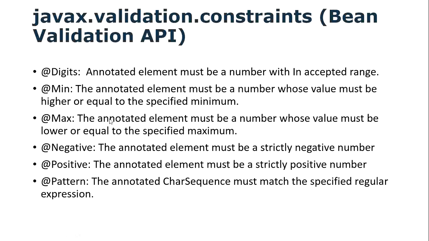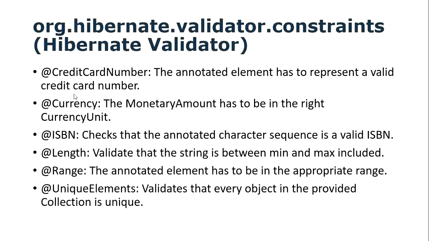Similarly @Min, @Max are self-explanatory. @Negative, @Positive and @Pattern. If you want to pass any regular expression, you can use @Pattern. Now, as I said, Hibernate Validator has given the implementation for all these validations, and they have given their own annotations also. These are the new annotations given by Hibernate Validator, for example @CreditCardNumber, similarly @Currency, @ISBN, and @Length, which is similar to size but for strings and even integers also, if I'm not wrong.